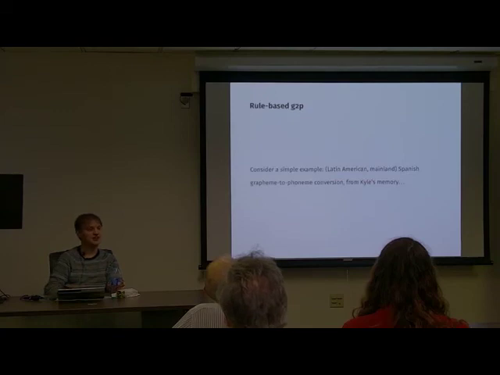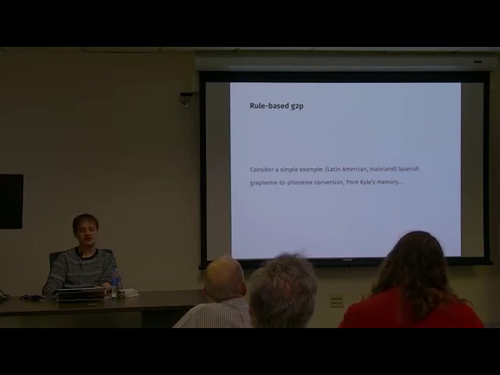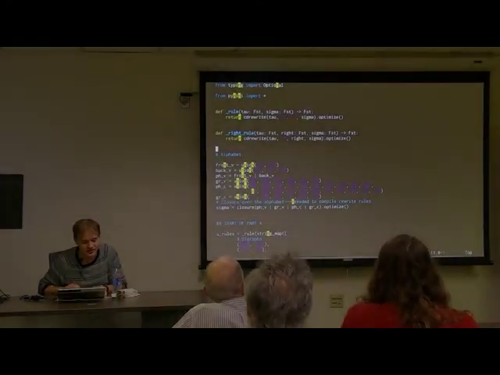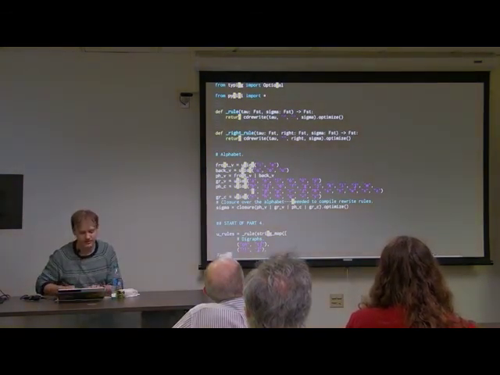I want to jump to an example really fast before I run out of time. Here's a simple example. I tried, on the train today, to write Latin American mainland Spanish grapheme to phoneme conversion rules, just working from my memory. And I want to show you a little bit what things might look like in Python here. Let's make that go away. There we are.